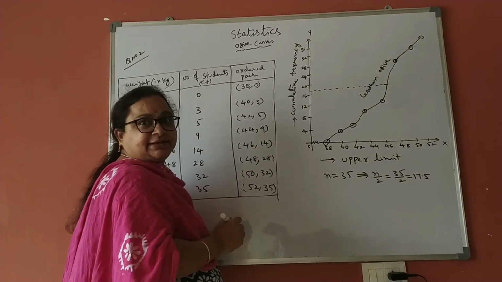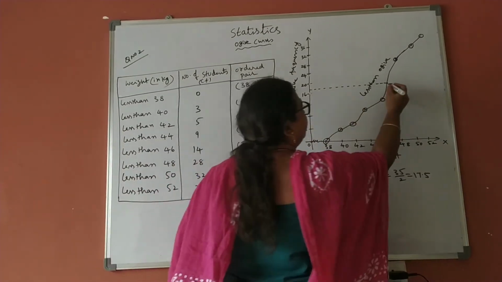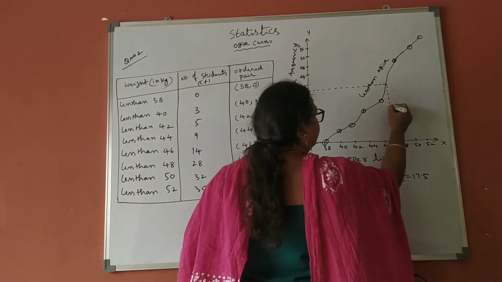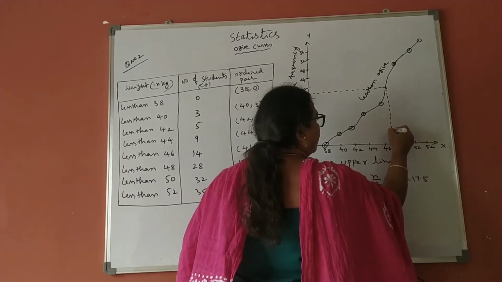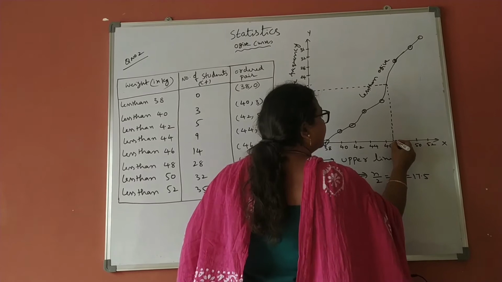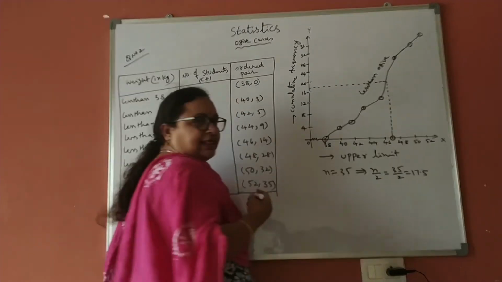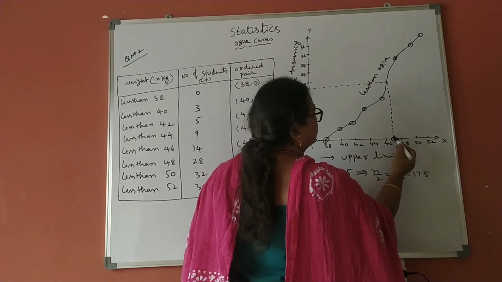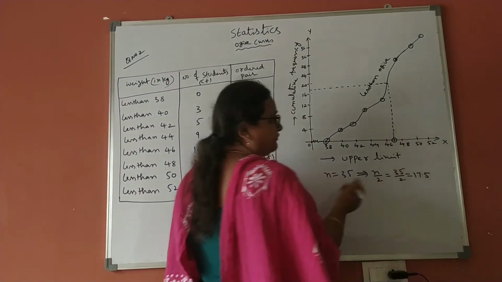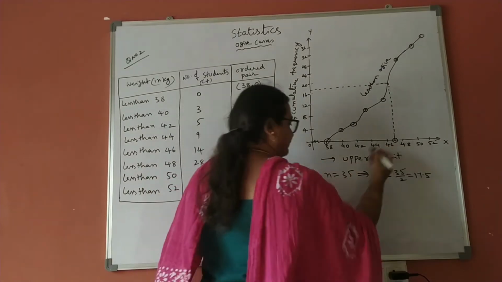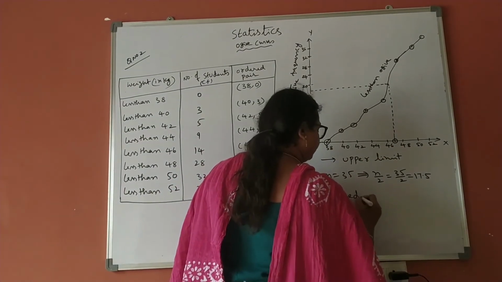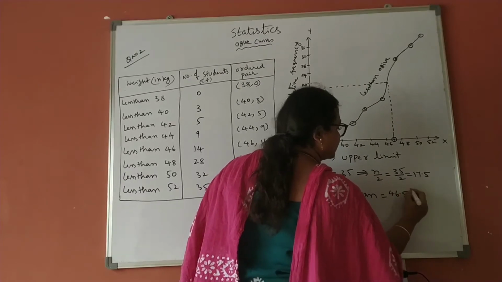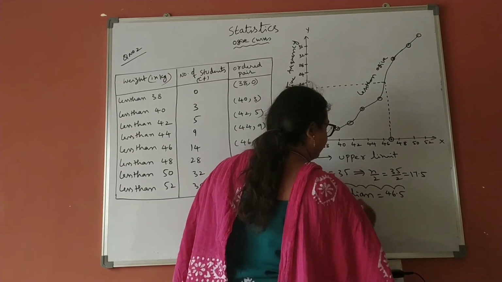Here it is intersecting the curve. From there we need to draw a perpendicular line to the x-axis. Where it is intersecting the x-axis, that will be the median. If you see, this is 40, somewhere 46.5 something is the median. So median is equal to 46.5. This is from the graph.